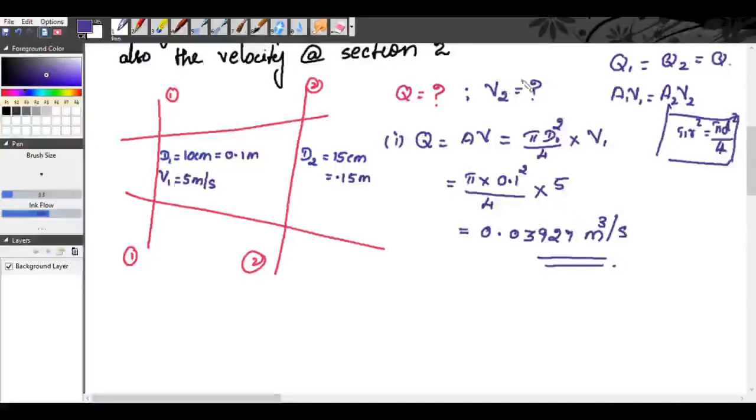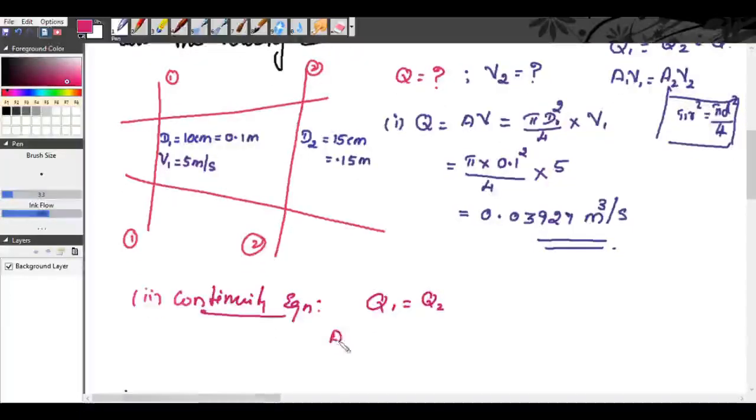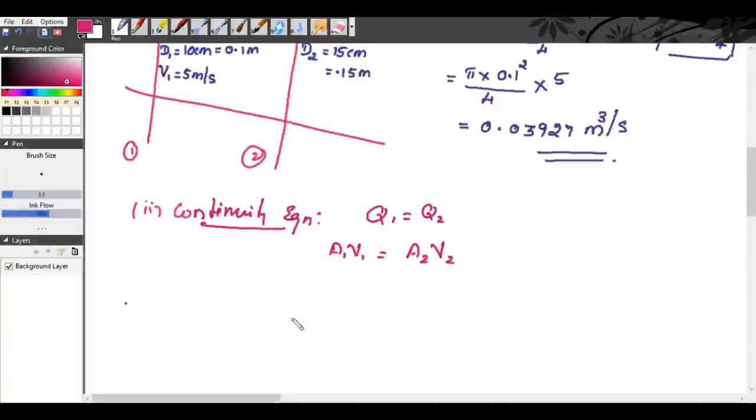Now, for our second part, we need to find what is V2. For the second part, we will apply the continuity equation. We know our continuity equation is Q1 is equal to Q2, that is nothing but A1 V1 is equal to A2 V2. So, now what is A1? Pi into D1 square by 4 into V1 is equal to A2, pi D2 square by 4 into V2.